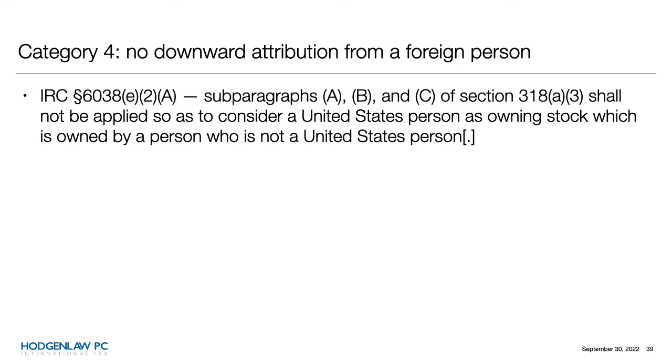The first critical thing here is to note there is no downward attribution from a foreign person. So when we talk about category 5, categories 1 and 5, we will talk about the repeal of section 958(b)(4), where this rule, no downward attribution from a foreign person, existed for category 5. And it went away at the end of 2017. But it has always existed and still exists for category 4 purposes.